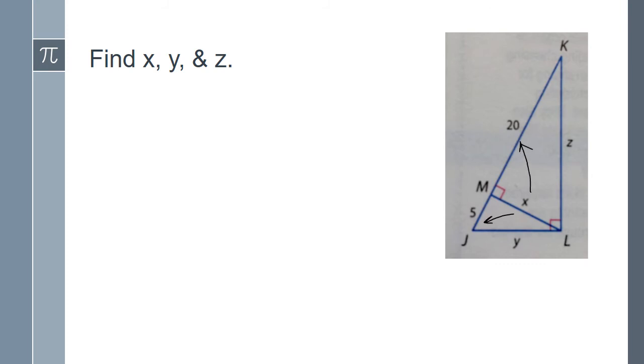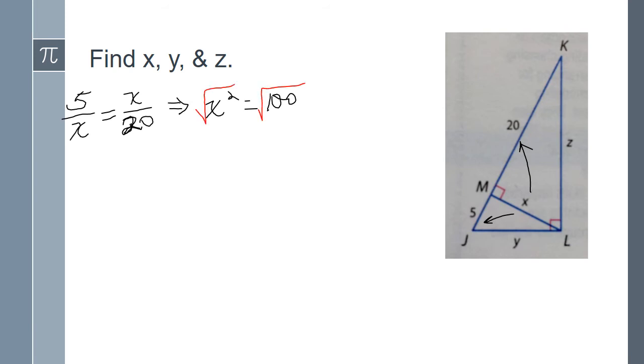X is the geometric mean between 5 and 20, so we're going to have 5 over X equals X over 20. That's going to give us x squared equals 100. We take the square root of each side of this, and we end up with x equals 10.